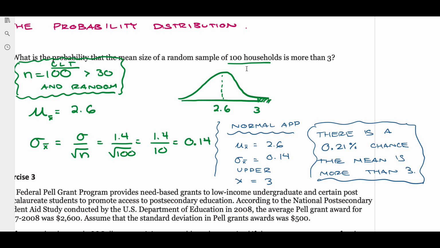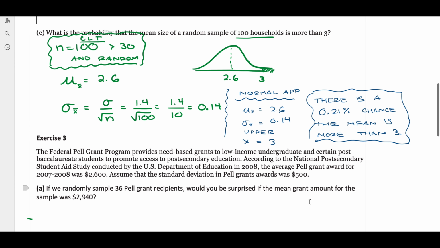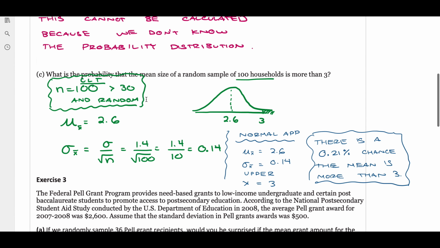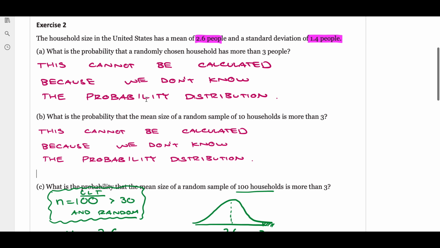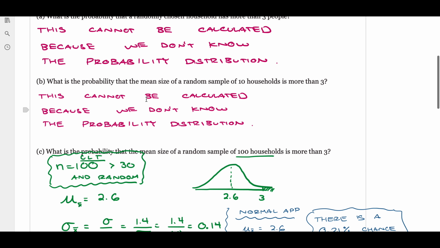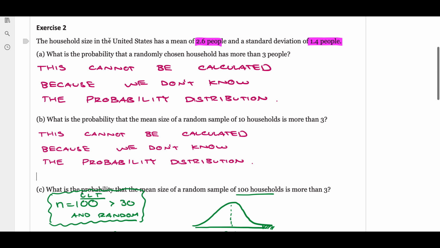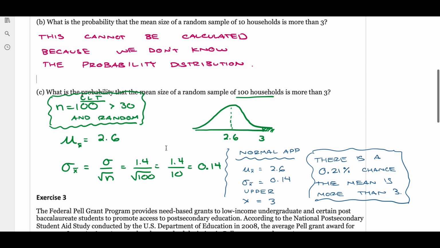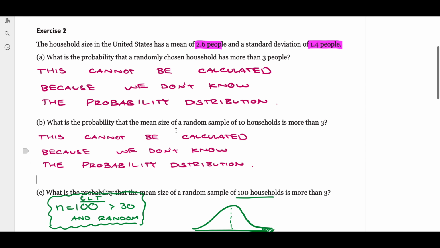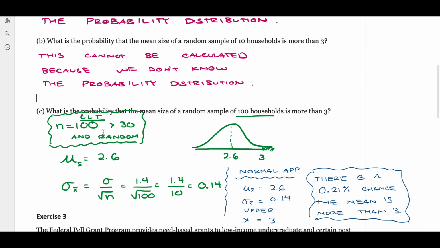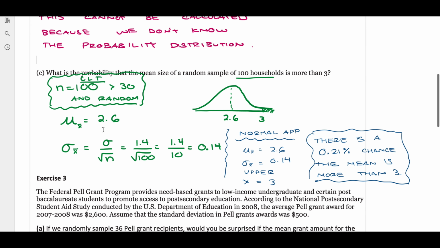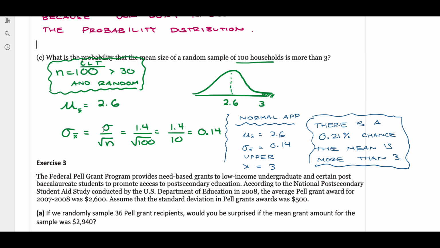It would be very unusual to sample 100 households and find that the average is 3. All right, so the central limit theorem requires us to have a sample size that is large enough to find the probability using the normal distribution. Now, if this already said the United States has a household size that is normally distributed, then I could have answered all of these questions, A, B, and C. But since it never told me the shape of the distribution, I have to assume that it could be skewed, and I need a large enough sample to use the normal distribution. And the central limit theorem says if the sample is bigger than 30, then that's large enough.